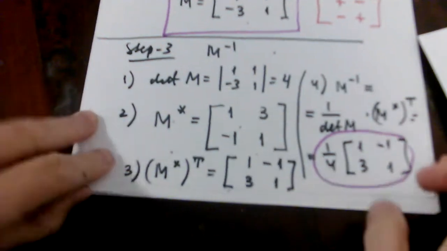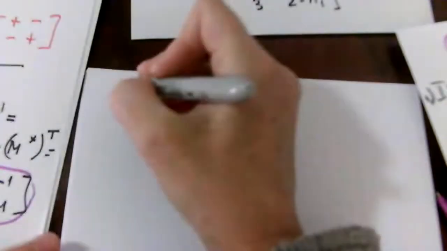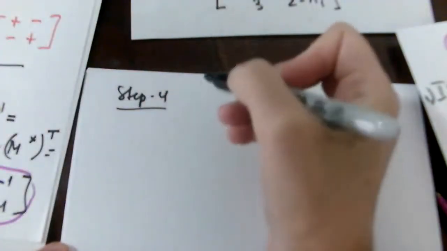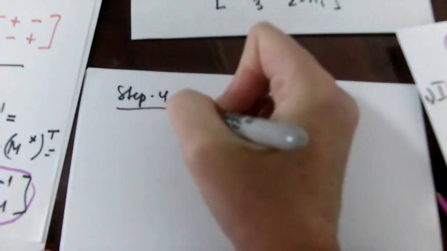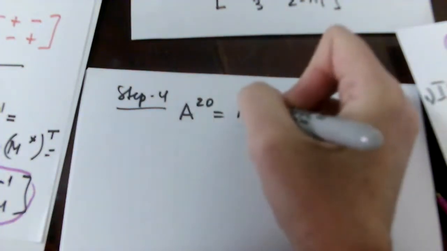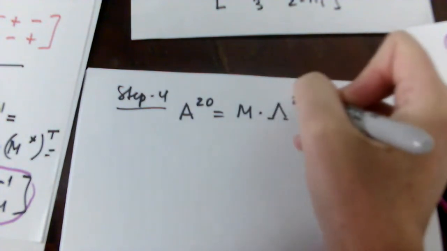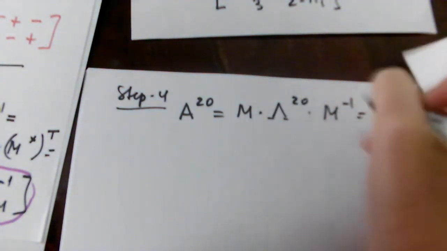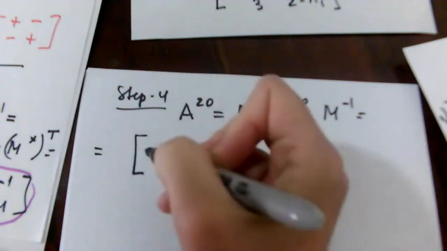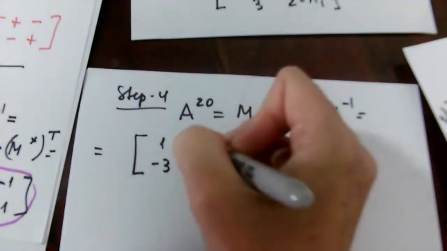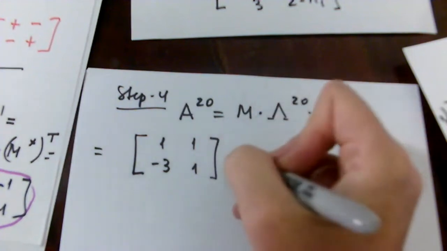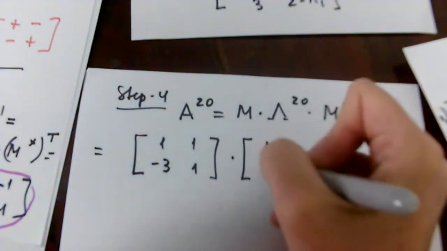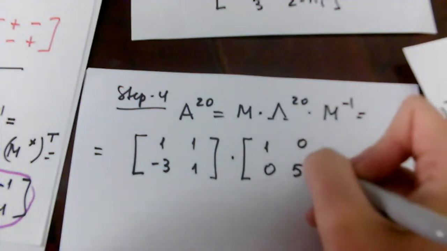Now, after these 3 steps, we are quite ready to substitute all these results into our spectral formula. So it's going to be step 4, the last one. Using the formula, I'm going to rewrite it here once again. A to the power of 20 was equal to M times lambda to the power of 20 times M inverse. So let's substitute all these here. Matrix M looks like 1 minus 3, 1, 1. Lambda to the power of 20 was obtained in the very first step. It was 1, 0, 0, 5 to the 20.